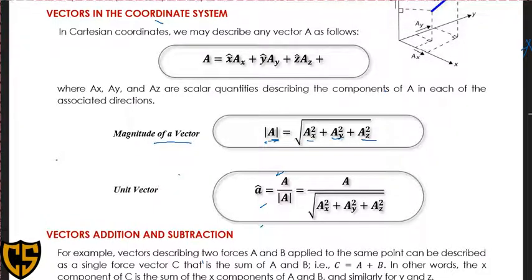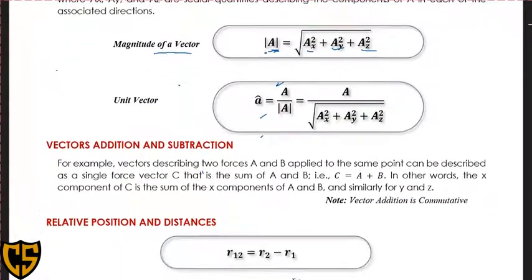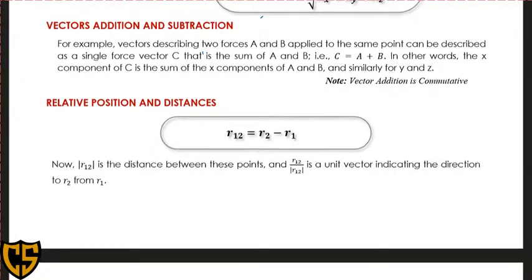Okay, so next, we have vector addition and subtraction. So, for example, vectors describing two forces A and B applied to the same point can be described as a single force C. That's the sum of A and B is equals to A plus B. In other words, the x component of C is the sum of the x components of A and B, and similarly for Y and Z. So, simple lang ang vector addition and subtraction. So, mapili ka lang kung ano gamiton yung mga process.